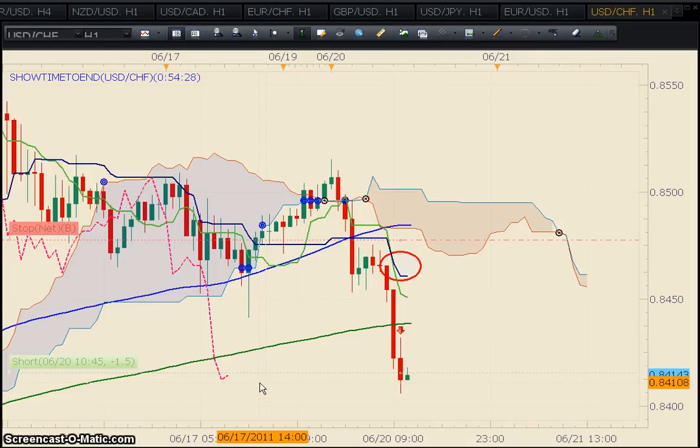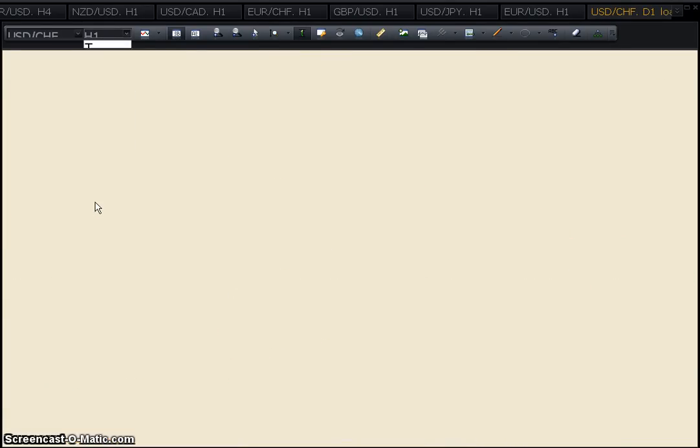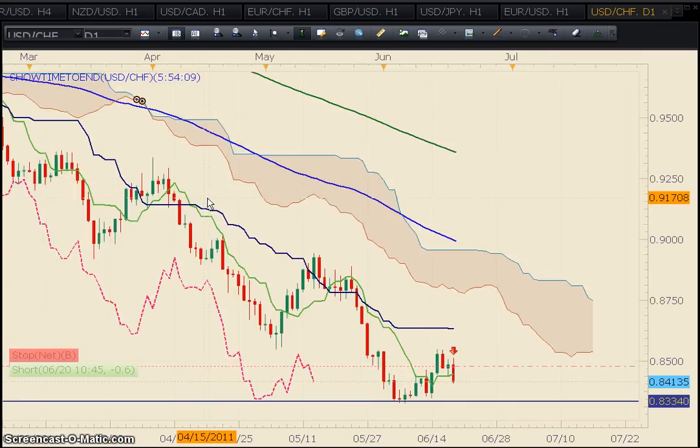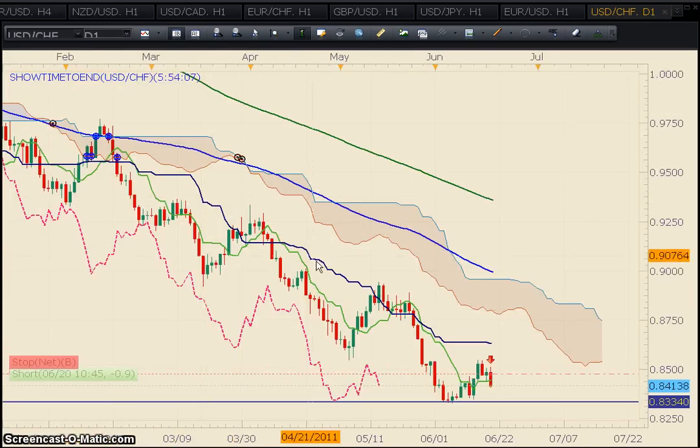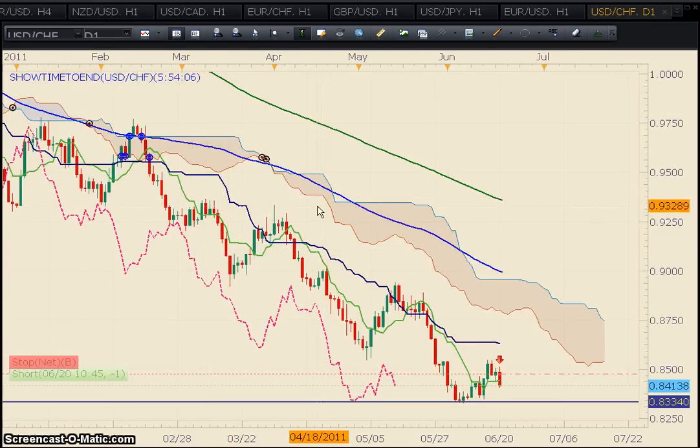Alright traders, I'm here with a trade that I just opened and I want to show you my reason and thinking behind opening up this trade. I got on the US dollar Swiss franc, and first I always look at the daily chart. Looking at the daily chart you can see that this has been in a downtrend, and we're underneath the Kumo, so our sentiment is to go short. So this is a bearish market for the dollar Swiss franc.